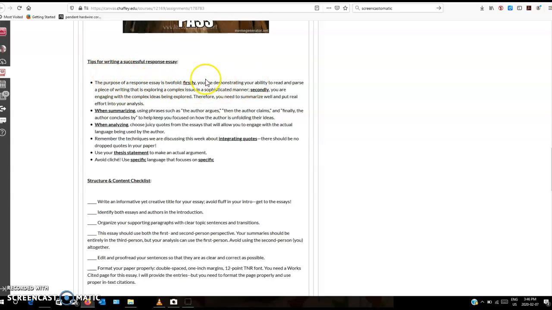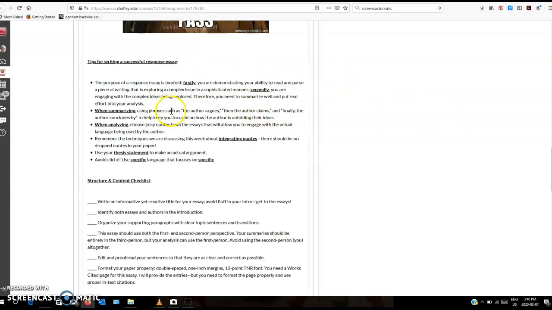Okay, let's see. Some tips. What we're working on a lot with this essay is your ability to read and paraphrase, summarize in a sophisticated manner. We're reading some pretty controversial and sophisticated essays. So your ability to put that into your own words is a skill that we're going to practice in this essay. And then engaging with the ideas, analyzing those essays, the complex ideas being explored, right? That's what we're practicing in this essay. Summarizing and analyzing complex ideas.